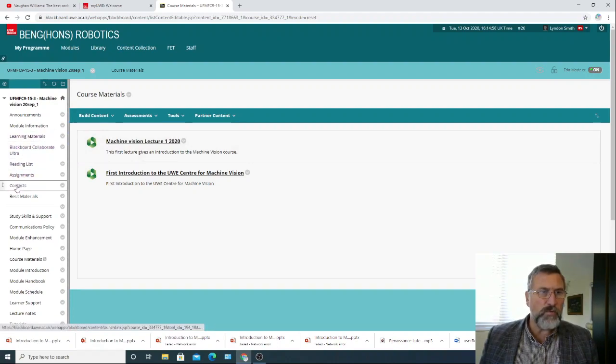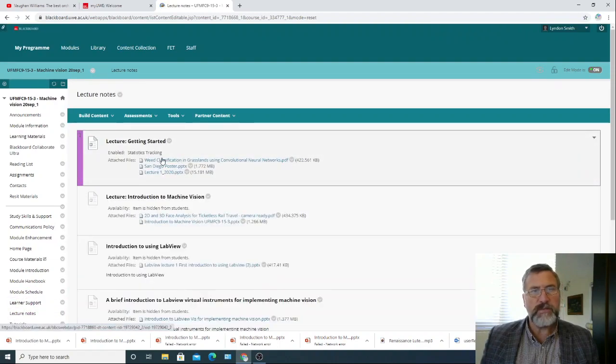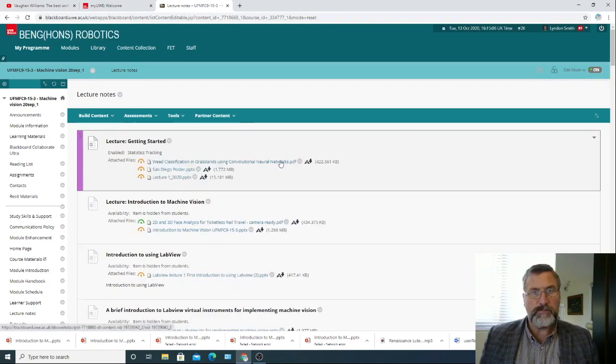But if we go to the lecture notes section, we'll see what's going on with the actual lecture notes. So this is the lecture notes I went through last week. Weed classification using convolutional neural networks. And I put on the poster and the lecture, the actual lecture notes. And this is the actual paper that I presented at that conference.